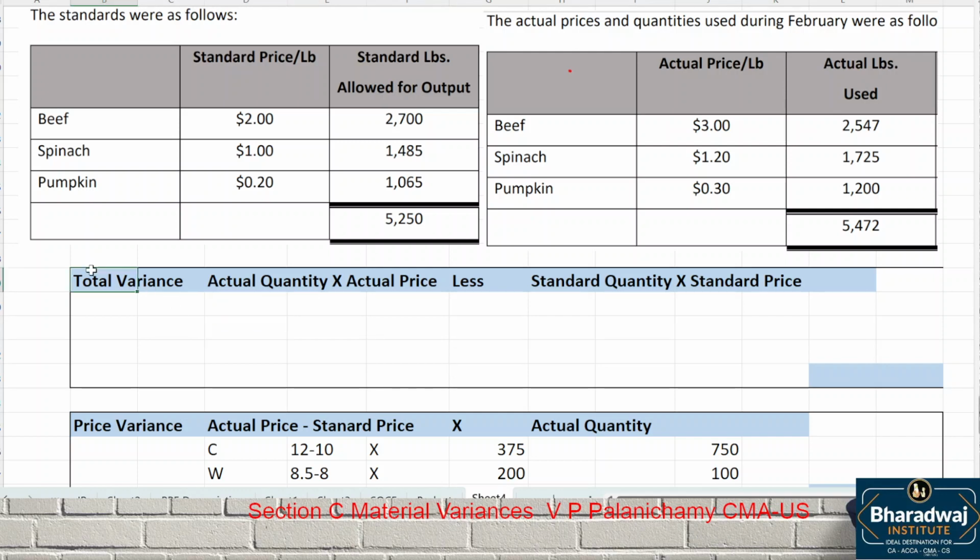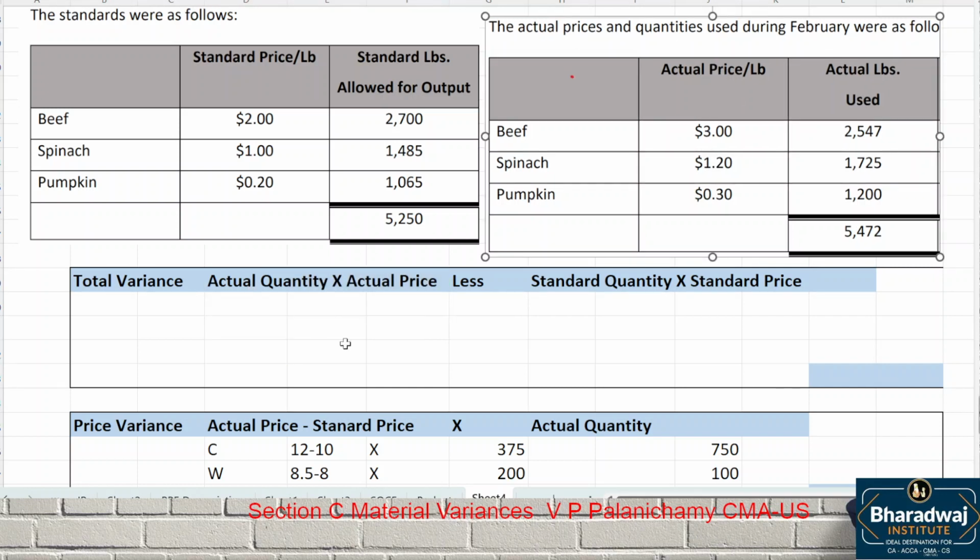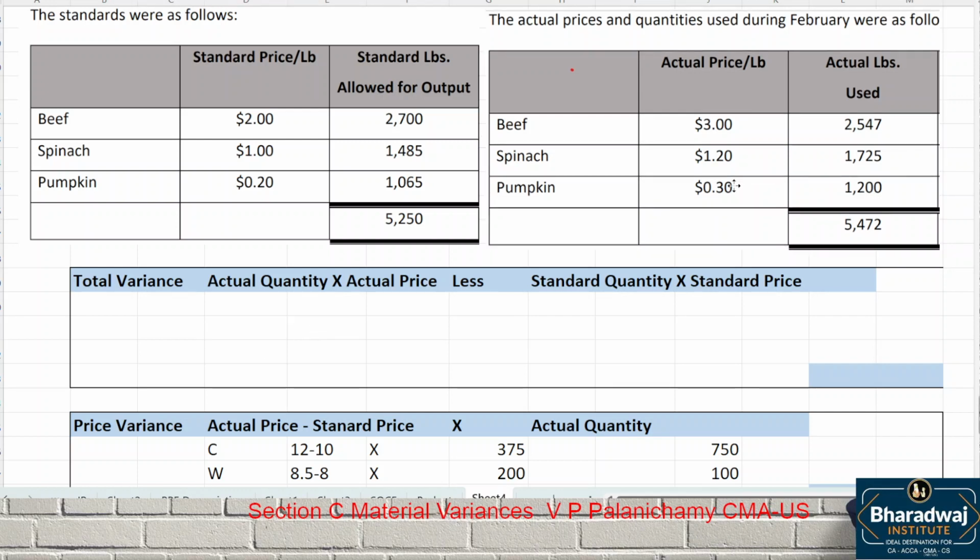Okay. Actual quantity into actual price, you need not work out. Already they have given. You can just multiply actual quantity into actual price. What is the total you get?